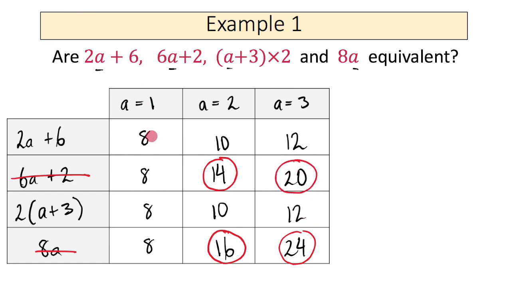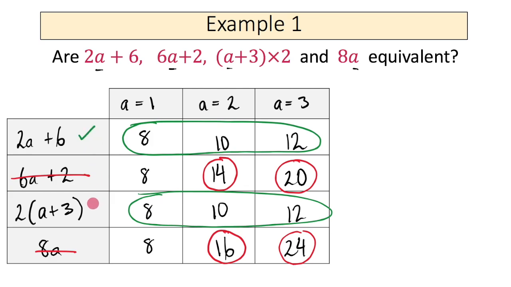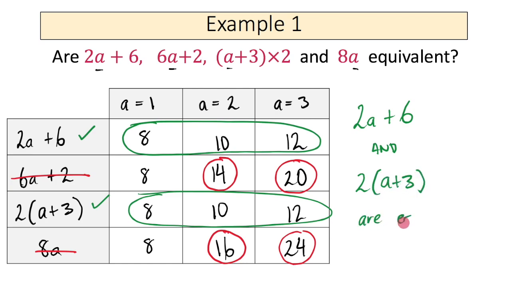But if you look here, if we look at these values here, all these values are the same as all these values, which means this and this are equivalent expressions because regardless of what number I substitute in, I'm always getting the same answer out. So I could say here that 2a plus 6 and 2a plus 3 are equivalent. So 2a plus 6 and 2a plus 3 are both equivalent expressions. Let me write that last thing down there. Equivalent expressions.